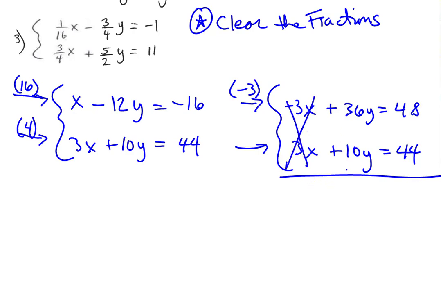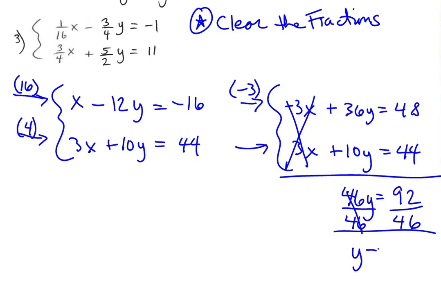That gives us now, if we add the y's, 36y + 10y, which would be 46y, equals, and then we have 48 + 44, which would end up being 92 on the right side. We'll divide by 46 on both sides to work on getting this y variable alone. So we have y = 92/46, which happens to be 2.